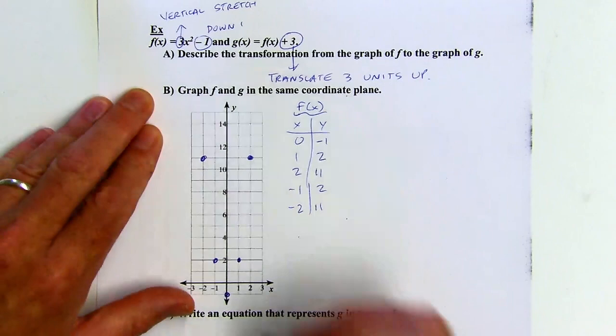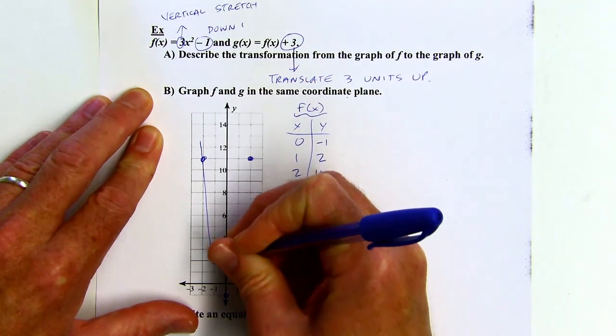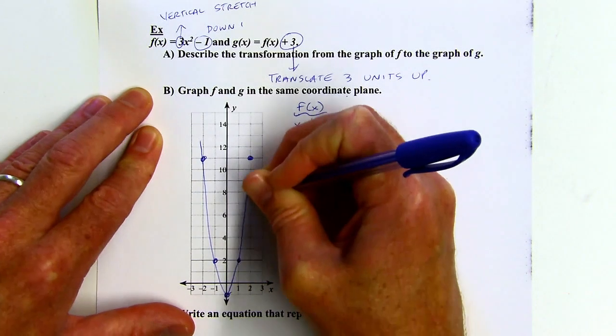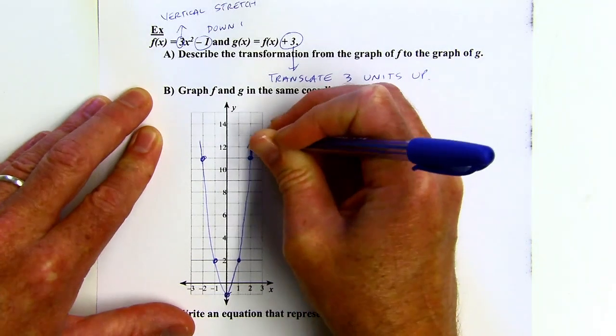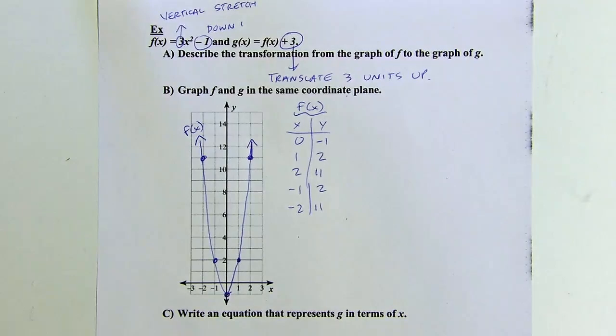Okay, so this was function f. So I'm going to graph this. And since there are going to be 2 functions on the same graph, I want to make sure that I know which is which. So I'm just going to write that that's f of x so I remember.